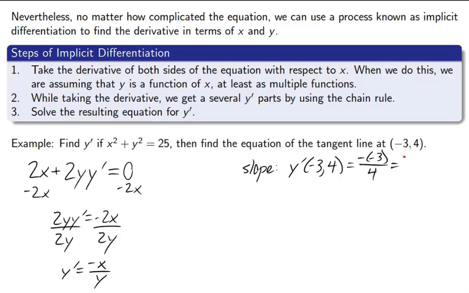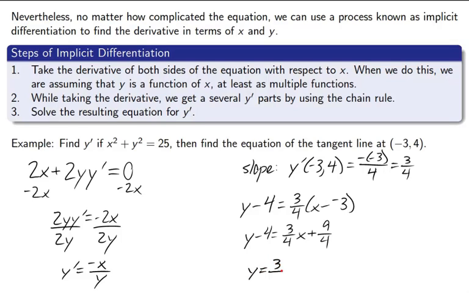And I get 3/4. I've got a point, I've got a slope, so let's do the point slope form. y minus 4 equals the slope times x minus negative 3. We get y minus 4 equals 3/4 x, it's going to be a plus 9 over 4. So we get y equals 3/4 x plus 25 over 4 is what I get.